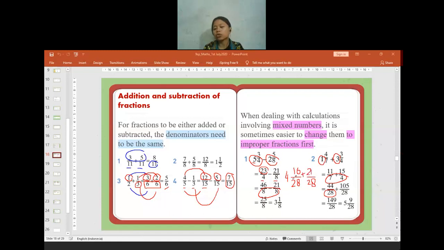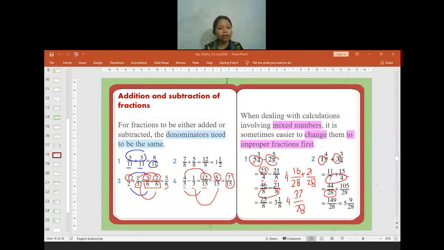After that, we just need to plus the fractions. So 16 plus 21 equals 37 by 28. 37 by 28 is an improper fraction, so it means the answer is not in the simplest form. We have to change 37 per 28 into a mixed number. 37 per 28 will be equal to 1, 9 per 28.